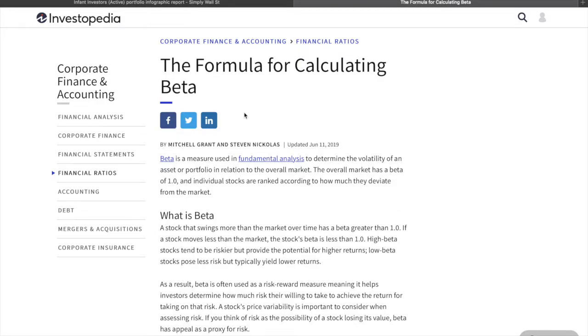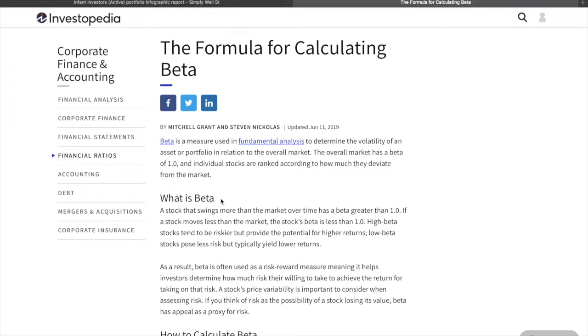But first, let's get into beta volatility. So what is beta volatility? Beta is a measure used in fundamental analysis to determine the volatility of an asset or portfolio in relation to the overall market. The overall market has a beta of 1. Very important that you remember that. The market is 1. Market 1. Simple. And individual stocks are ranked according to how much they deviate from the market. So they will deviate either higher or lower than 1, which is the market.